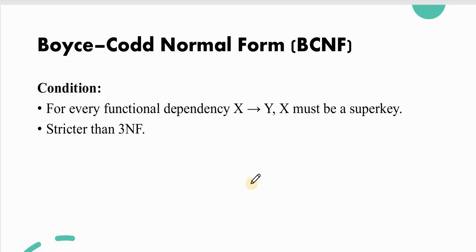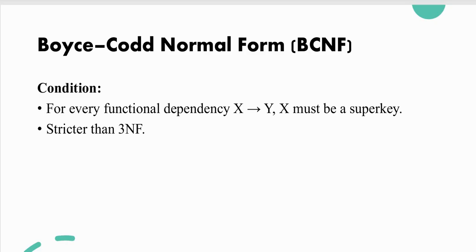Next is the BCNF, Boyce-Codd normal form. This form is actually stricter than the 3NF. Here it deals with some anomalies which are not handled in your third norm. So that is why it is said to be stricter than third norm. The anomalies which are not handled in the third norm are handled in this BCNF.